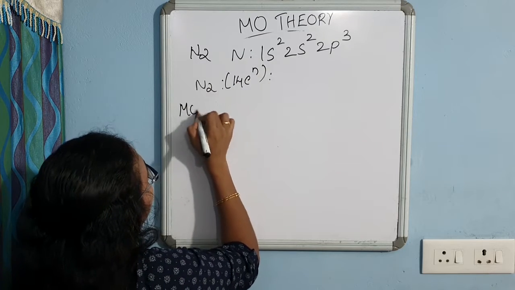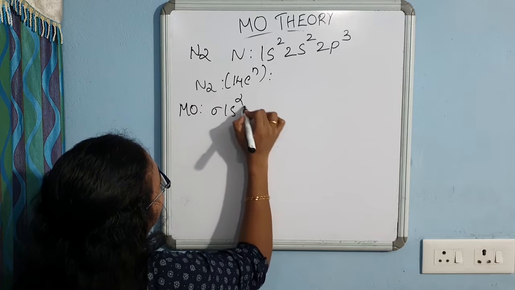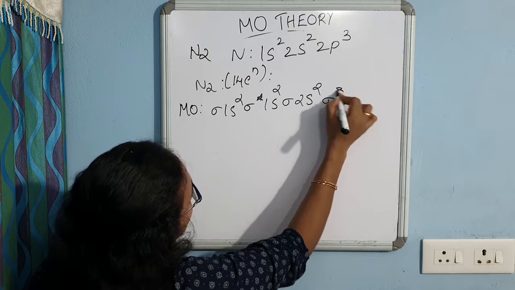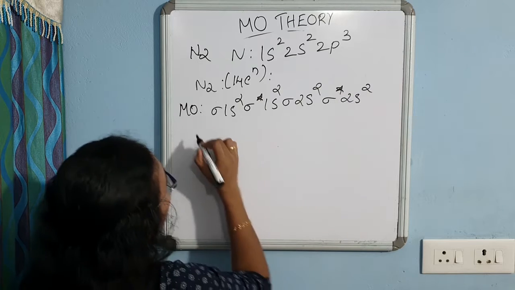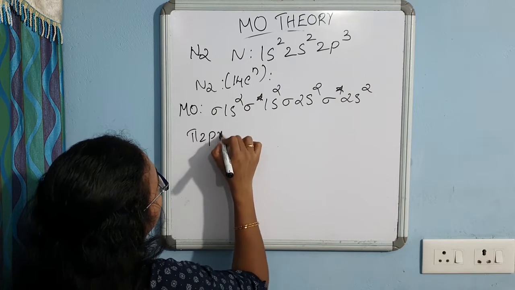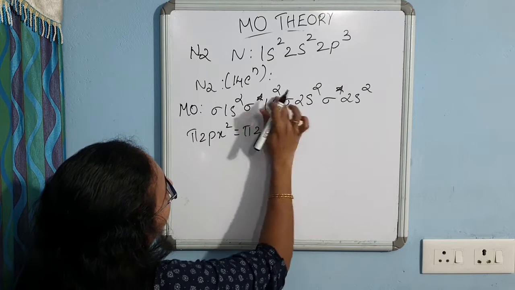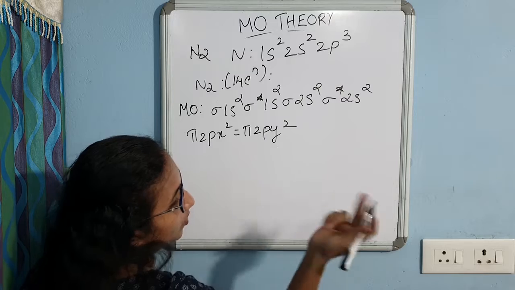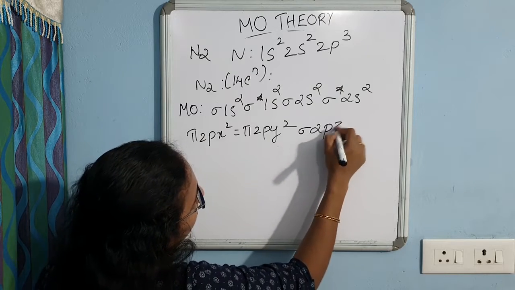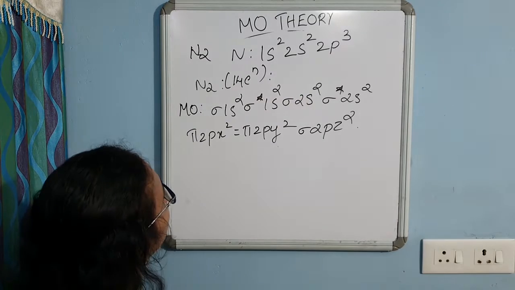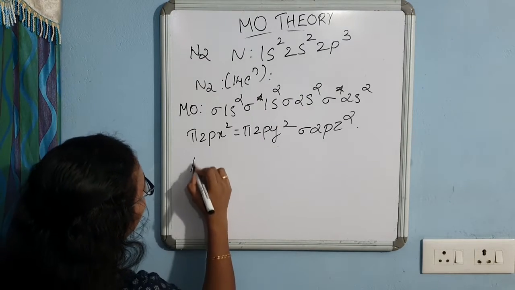So its MO configuration will be sigma 1s2, sigma star 1s2, sigma 2s2, sigma star 2s2, pi 2px2 equals pi 2py2, that is 2, 4, 6, 8, 10, 12. We have 2 more electrons, so it is sigma 2pz2. This is the MO configuration for the nitrogen molecule.